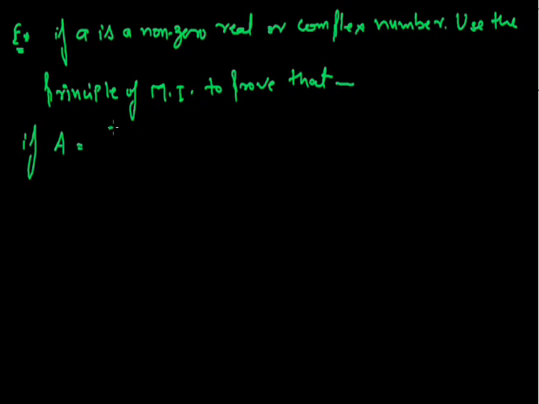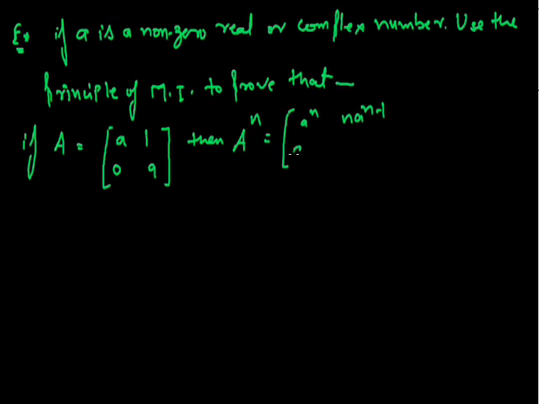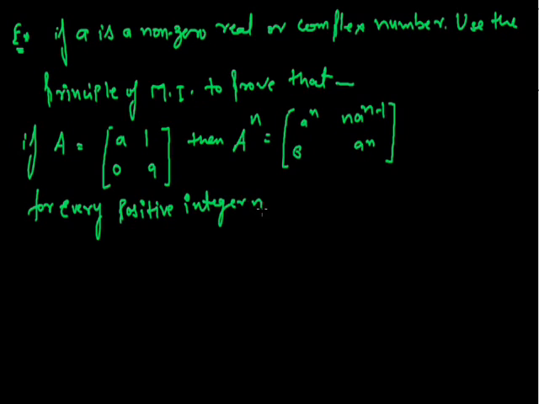if A equal to [[1, 0], [A, 1]], then A power n equal to [[A power n, 0], [n A power n minus 1, A power n]], for every positive integer n.